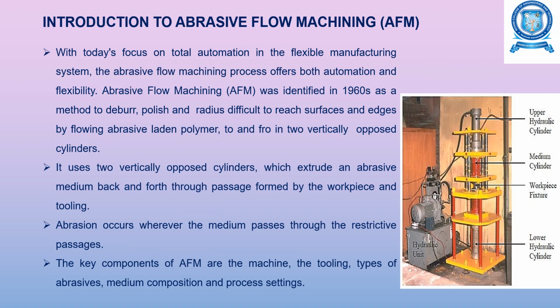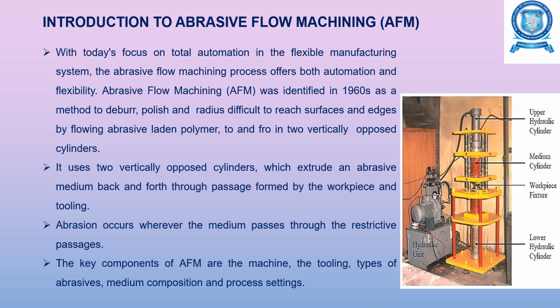And this was identified in the 1960s as a method to deburr, polish, and radius difficult to reach surfaces and edges by flowing abrasive laden polymer to and fro in vertically opposed cylinders. So here it uses two vertically opposed cylinders which extrude an abrasive medium back and forth through a passage formed by the workpiece and tooling.